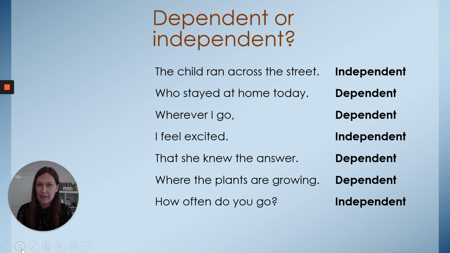That she knew the answer, dependent. Where the plants are growing, dependent. If you had something like in the garden where the plants are growing, that would be independent. And how often do you go? It's a complete question, and that is an independent sentence. So we haven't talked too much about punctuation today, but having a question mark at the end of an independent clause still makes it an independent clause. It's just a question. That's the form of the sentence.